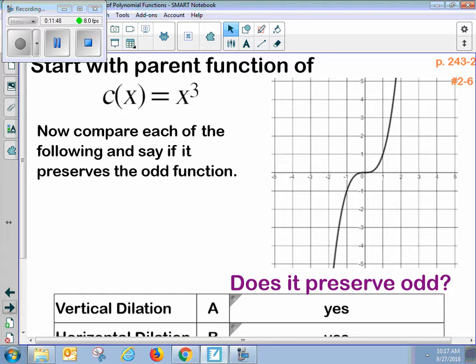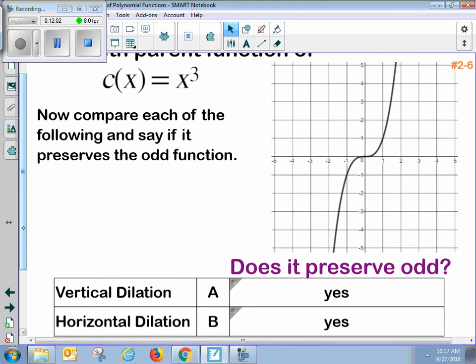Yes, it is. Now, what if I do a horizontal stretch or compress? Would it still be an odd function, symmetric about the origin? Yes. Now, what if I take this swiggle and move it to the right? Would it still be an odd function? No, because then it wouldn't be symmetric about the origin. What if I moved this cube up or down? Would it still be odd?